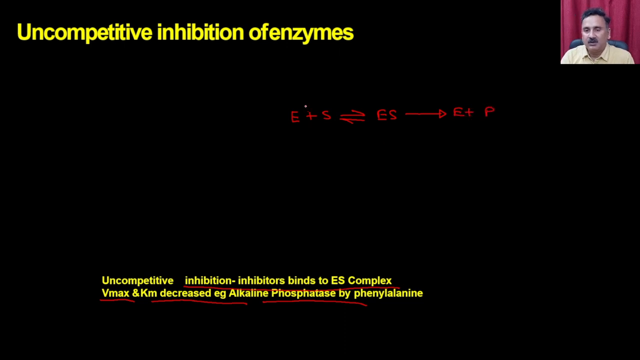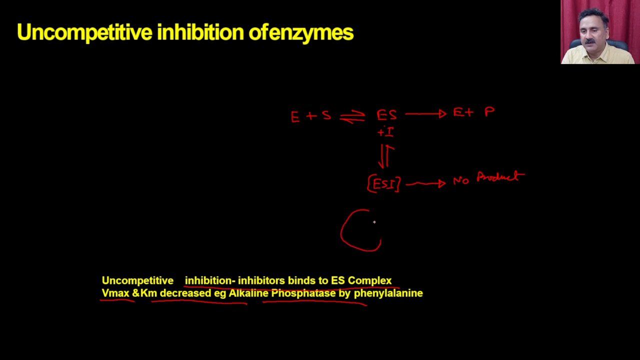Now, the inhibitor does not have any affinity for the enzyme, but when the substrate binds and forms the enzyme substrate complex, the inhibitor then interacts with the enzyme substrate complex and forms the enzyme substrate inhibitor complex. And this does not allow any kind of process, so it is going to give you no product. So this is exactly what is going to happen.